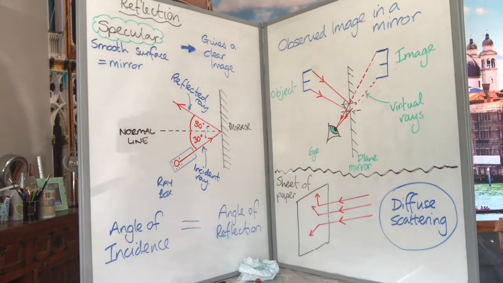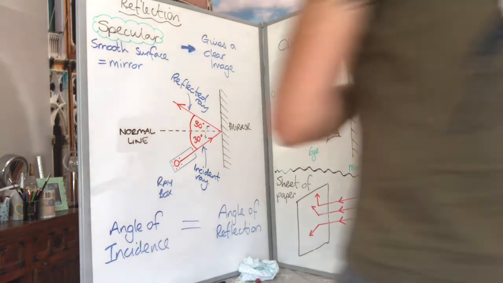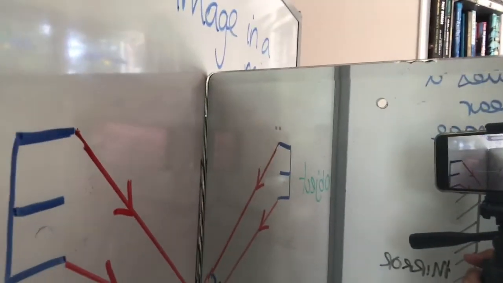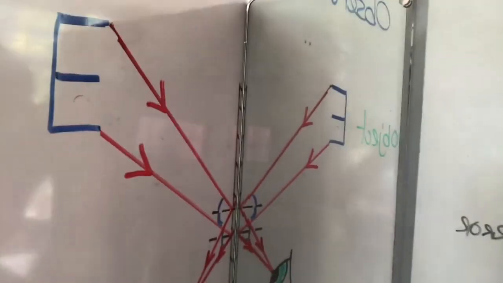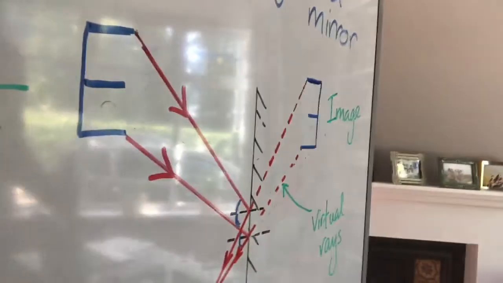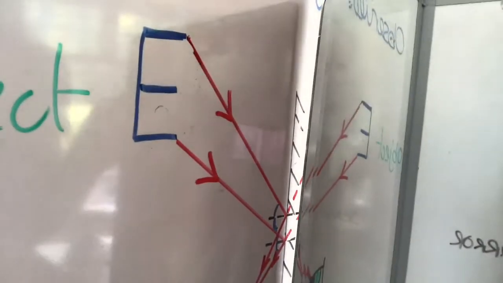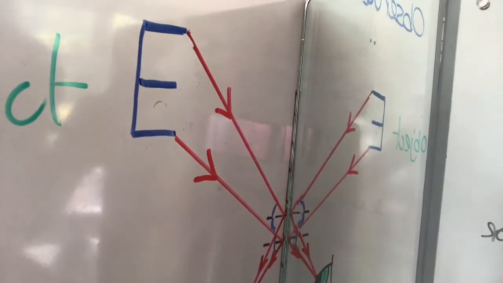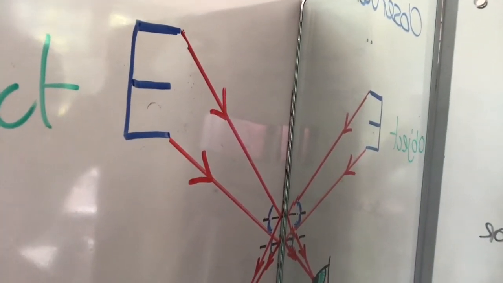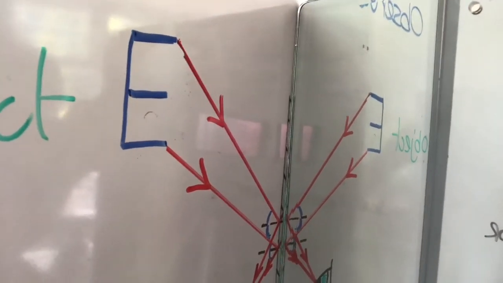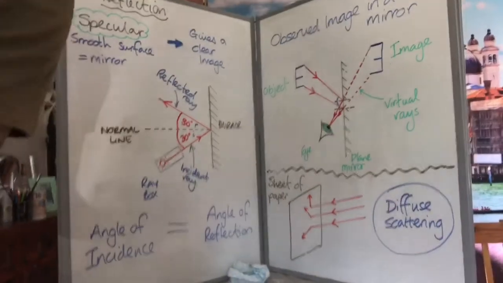So if we were to use a mirror, let's see if I can get this to work. If I put the mirror here, you can see, hopefully, that we get exactly the same image. So have a go at that at home if you've got a mirror. Writing in particular is quite useful because it is back to front.